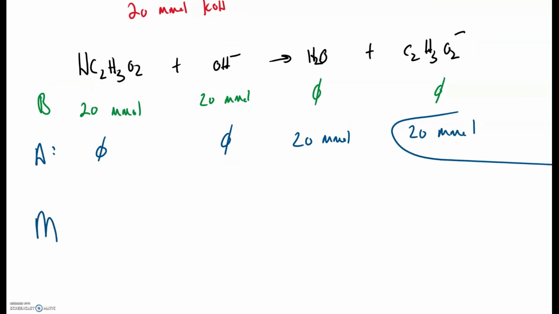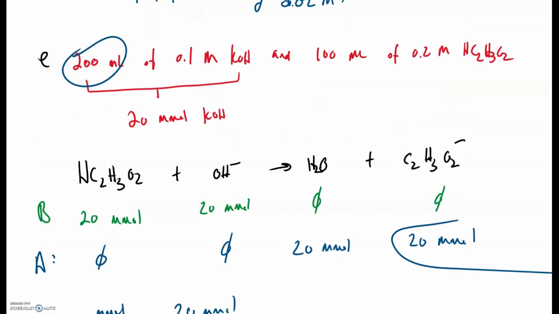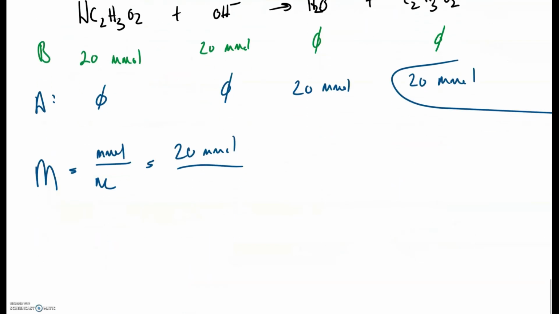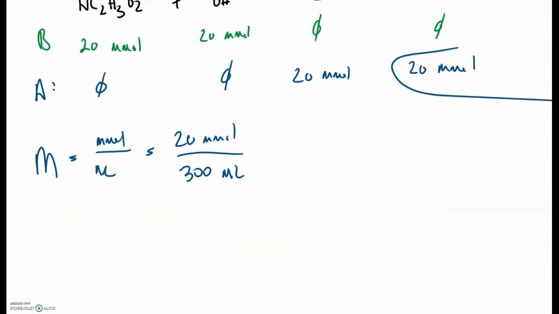First off, let's get the molarity. It's equal to millimoles over milliliters. This is 20 millimoles of acetate in what is now 200 and 100 is 300 milliliters, and this is 0.067 molar. So here's the difference.